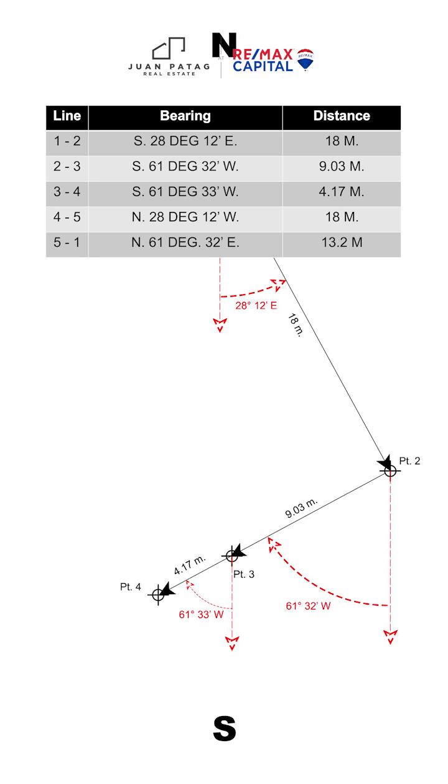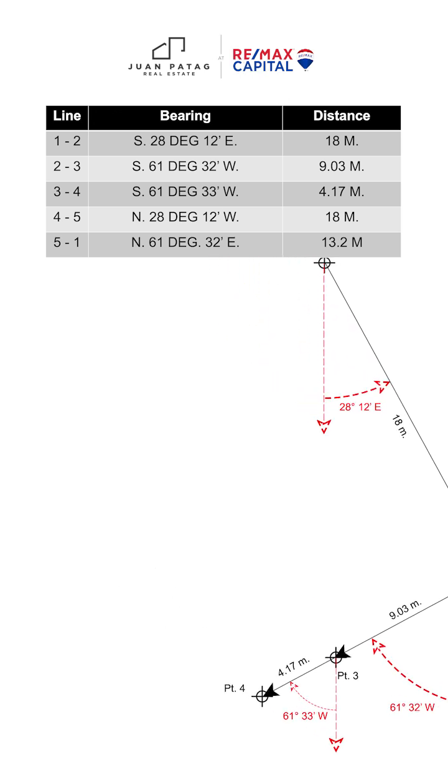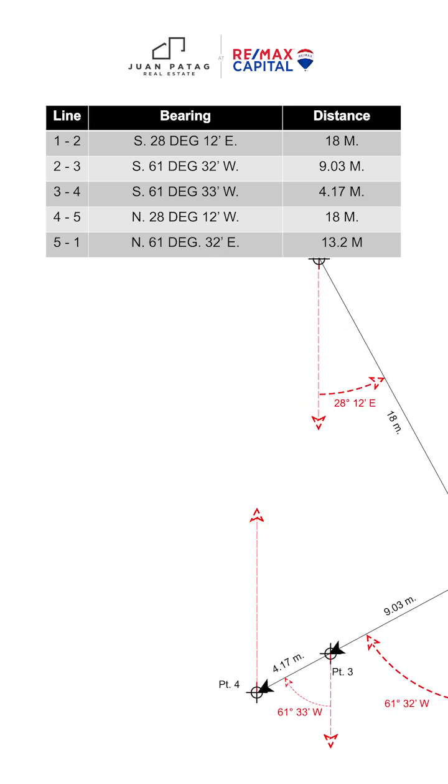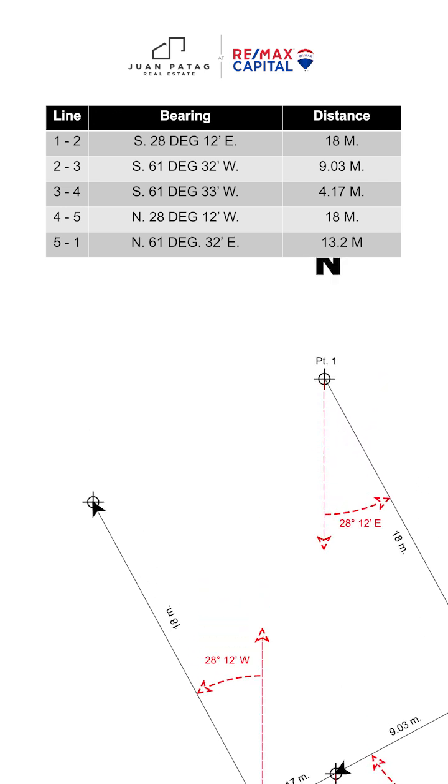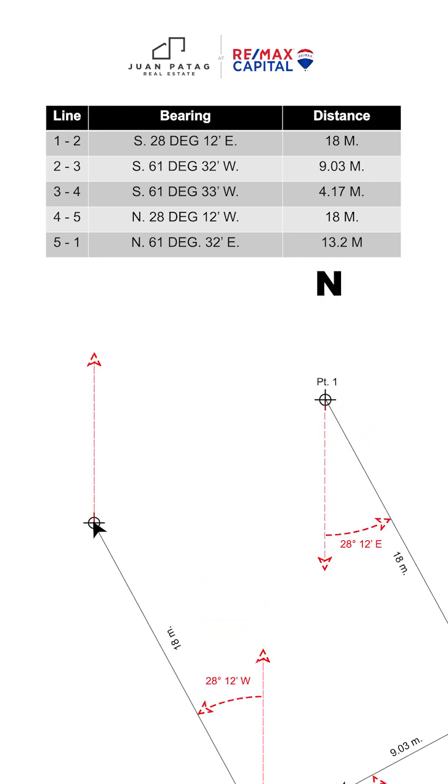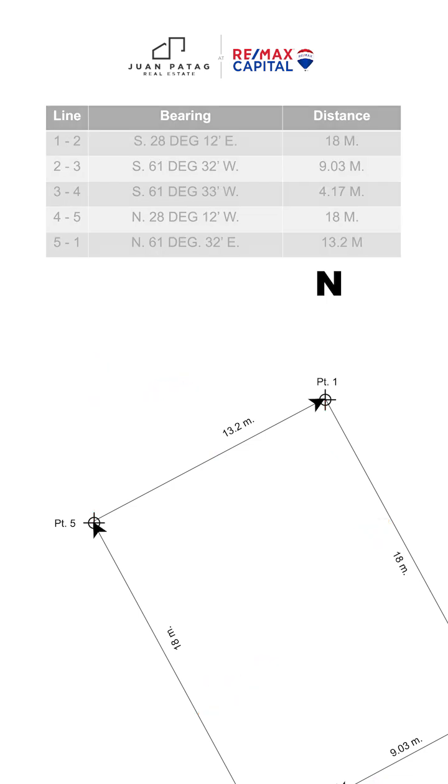Now for line 4 to 5, we begin by facing north and then turning 28 degrees 12 minutes to the west. Then we draw an 18-meter line to point 5. And finally, for line 5 to 1, we begin by facing north and turning 61 degrees 32 minutes to the east. And then draw a line for 13.2 meters to point 1. And we're done. So from our plot, we don't know where the road is, diba?